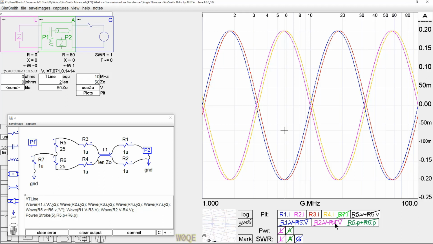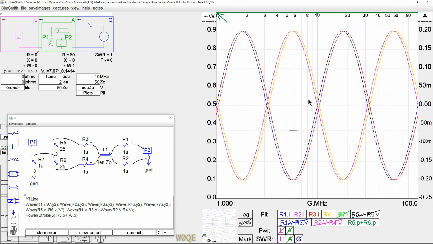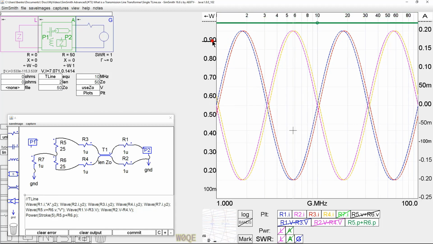Now let's look at the power into the load. Since we do not have a connection to P1 here, we have to write our own formula for power. Well, that's pretty easy to do. We say power. I have stroke 5 here, which means I want a bold line 5 dots wide. And I want the power in resistor R5 plus the power in resistor R6. And that will be the power in my load. So I click on that. I'll move that down a little bit.